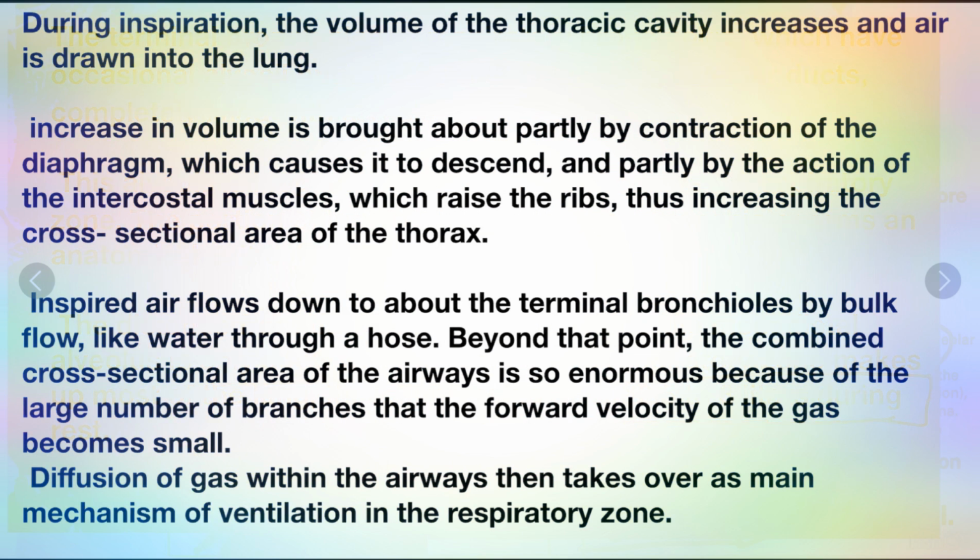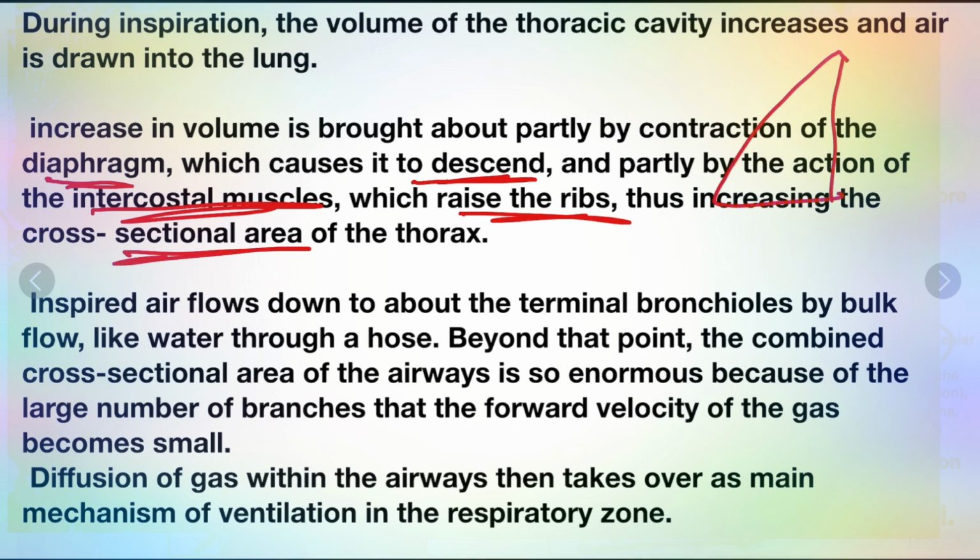During inspiration, the volume of the thoracic cavity increases and air is drawn into the lungs. The increase in volume is brought about partly by the contraction of the diaphragm, which we already know causes its descent, and partly by the action of the intercostal muscles, which raise the ribs and increase the cross-sectional area of the thorax. Very, very important. So this is our lung. By the diaphragm it moves like this, and by the intercostal muscles it moves like this. So the intercostal muscles increase the width of the lung, and the diaphragm increases the vertical diameter of the lung.